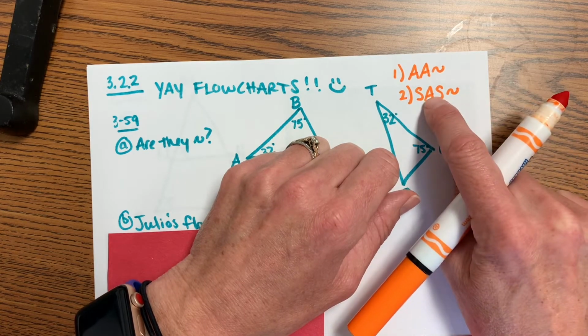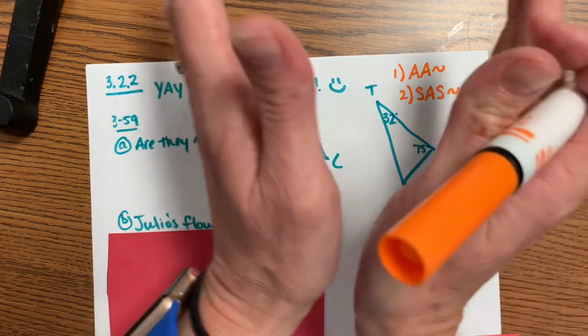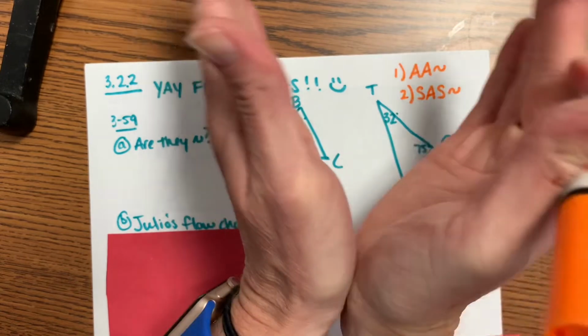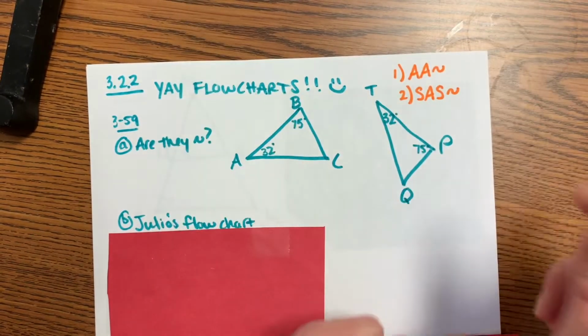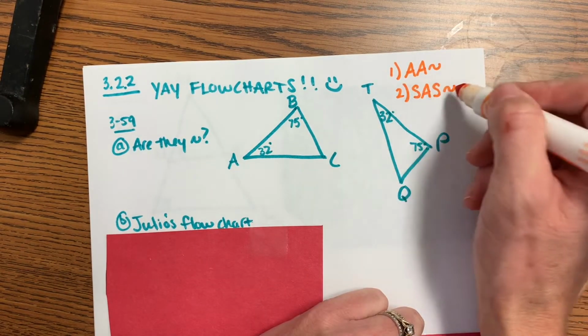So again, the A is in between the S's. So in the picture, it's the angle that is in between the 2 sides you're using to test the ratios. That's called side angle side.